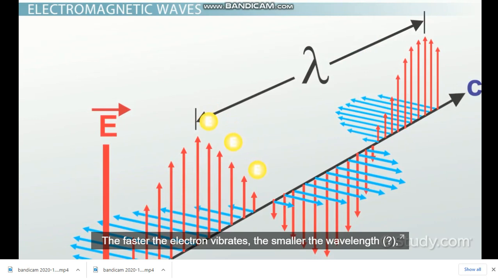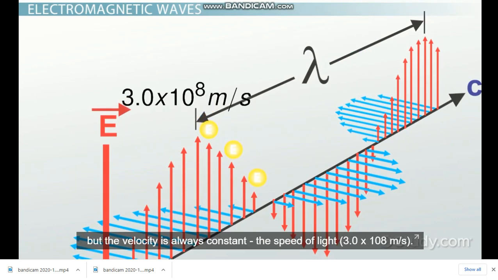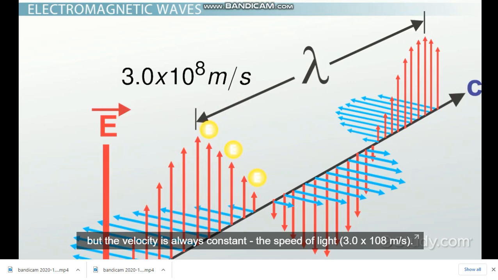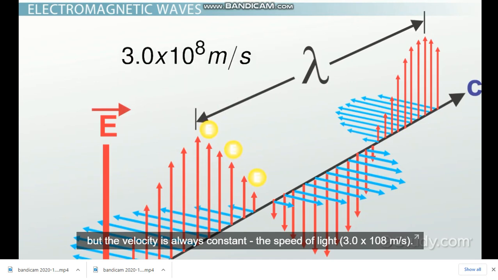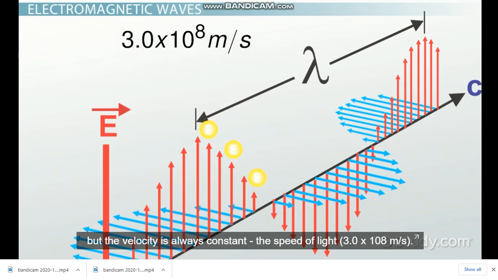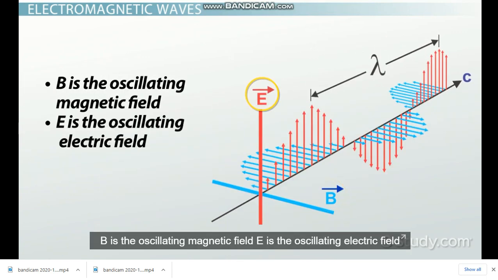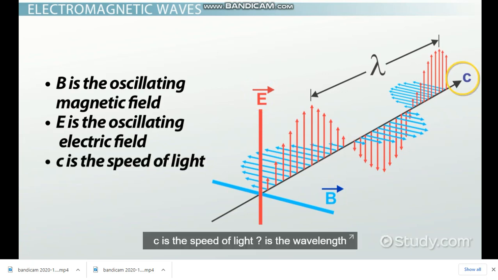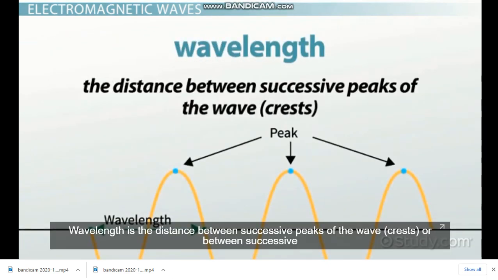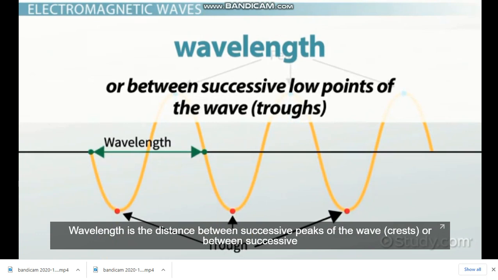The faster the electron vibrates, the smaller the wavelength, lambda, but the velocity is always constant, the speed of light, 3.0 times 10 to the 8 meters per second. B is the oscillating magnetic field. E is the oscillating electric field. C is the speed of light. Lambda is the wavelength. Wavelength is the distance between successive peaks of the wave, crests, or between successive low points of the wave, troughs.